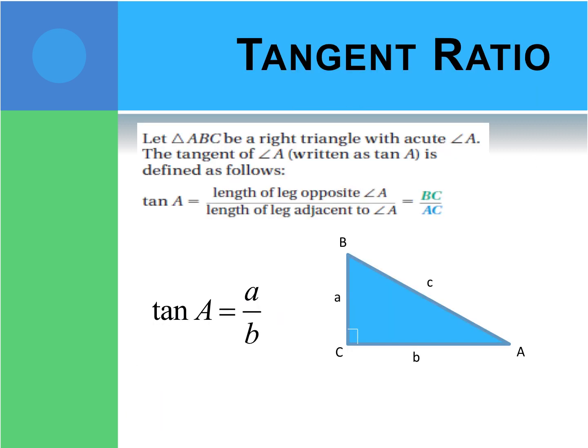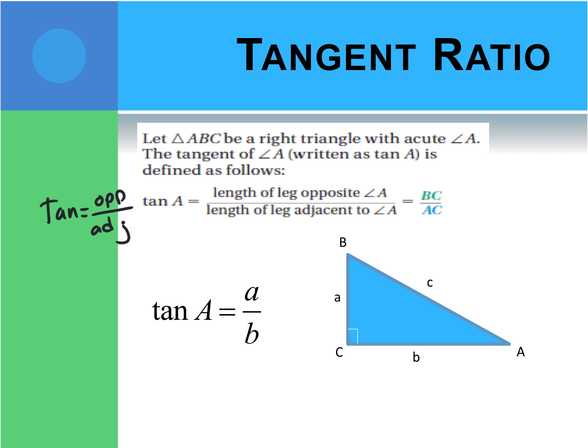So here we have the tangent ratio. Now, if we let triangle ABC be a right triangle with an acute angle A, the tangent of angle A, written as tangent A, is defined as the following. Tangent A is the length of the opposite leg over the length of the adjacent leg to the angle. So in this case, it's BC over AC. Now, the tangent is always going to be opposite over adjacent.